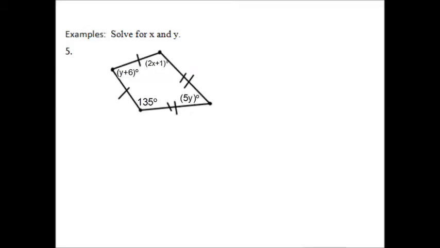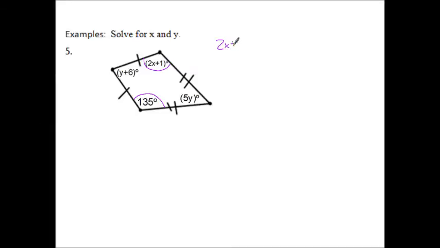In example 5, we're supposed to solve for x and y. X and y are parts of the expressions that describe our four angles. So let's get started. The only angle measure we're really given is this angle with 135 degrees, but we know that the angle across from it has to be congruent. We just learned that about kites. So let's use this piece of information and find out what x is.